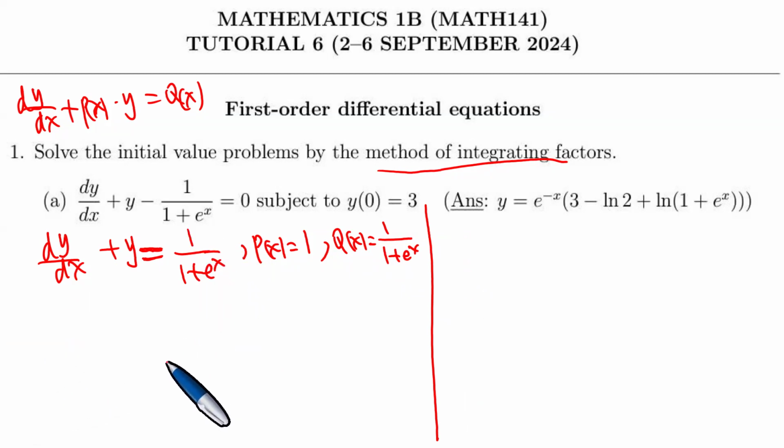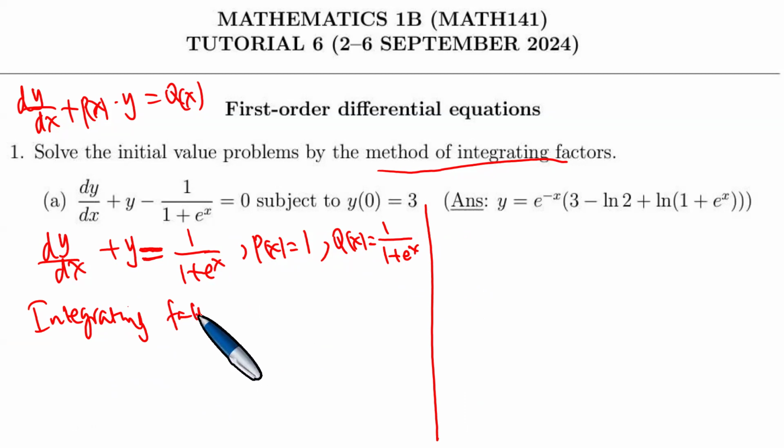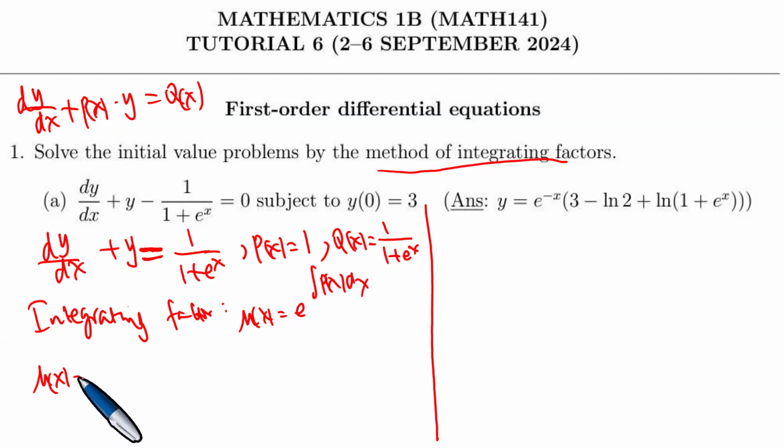Okay, look. So now, we have our p, meaning the integrating factor. What is the integrating factor? The integrating factor is mu of x, which is e to the integral of p of x. So mu of x is e to the, what is p? It's 1, dx, which is e to the power x. So the integrating factor is e to the power x.